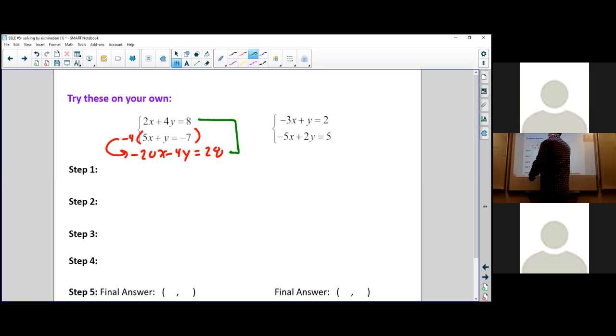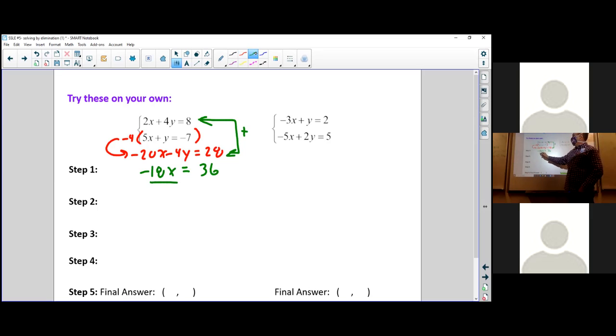Now, if I add these together, I'm going to get 2x added to -20x, which is -18x. The 4y's cancel out. 8 added to 28 is 36. Divide by -18. X equals -2.